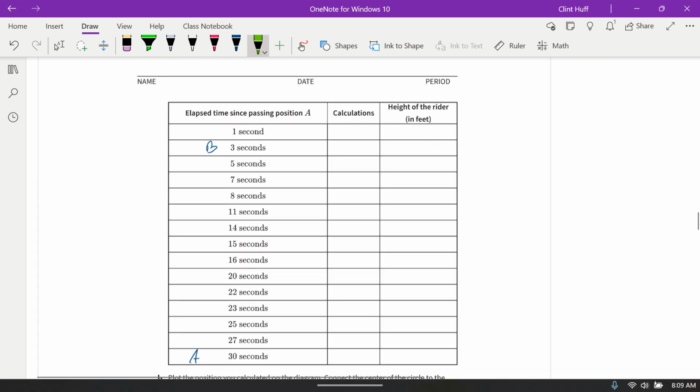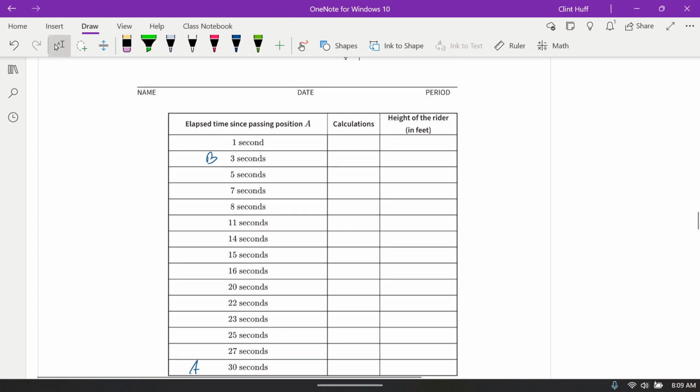All right, so in this next section, what we're going to do is calculate the height at different times from 1 second to 30 seconds. So what I'm going to do here first is write out the formula, which is y equals 25 sine of 12t plus what? Plus 30.